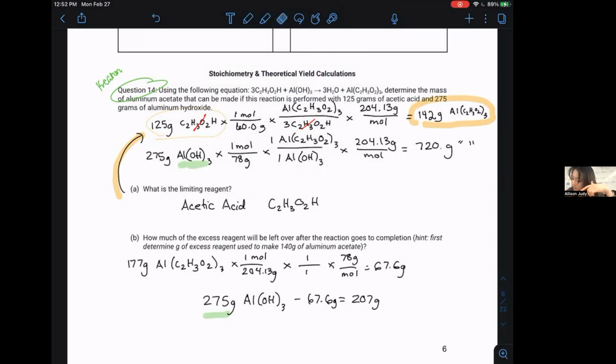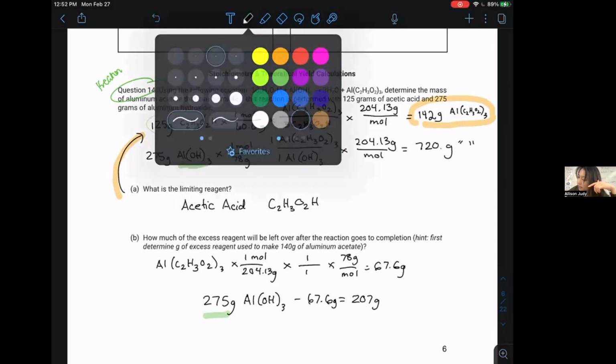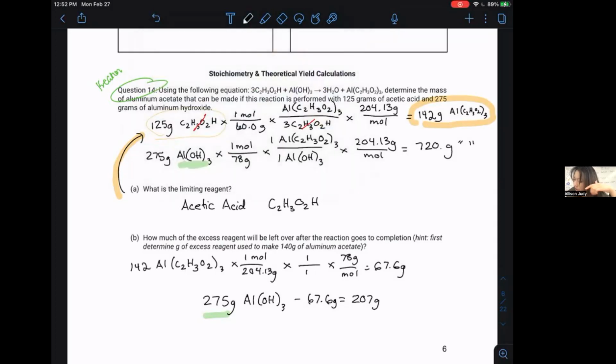You should have gone from 142 aluminum acetate, and then convert it to moles. And then with moles, you can do the molar ratio between the product, one product of aluminum acetate for every one aluminum hydroxide reactant required. And you would have gotten a value of, this needs to be modified because now it's 142. Could someone do 142 divided by 204.13 times 78, please?